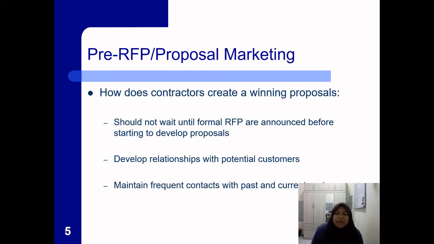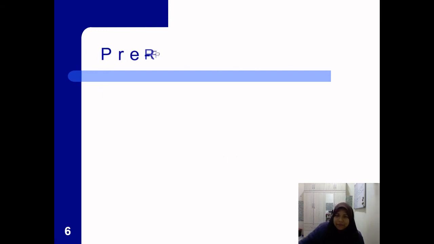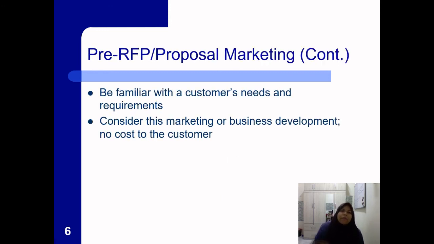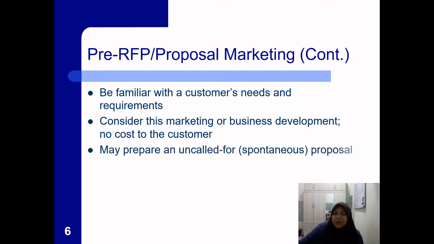Pre-RFP and proposal marketing. So how can you create a winning proposal? You shouldn't just wait for the formal RFP to come out, because when you already know what their needs and what their problems are, you can always draft out a good proposal and you can already think about how to solve the problems that arise. Okay. So next, develop relationships with potential clients or potential customers, and then maintain frequent contact. Okay. Be familiar with the customer needs and consider this marketing or business development to be no cost to the customer because you're creating a proposal on your own.